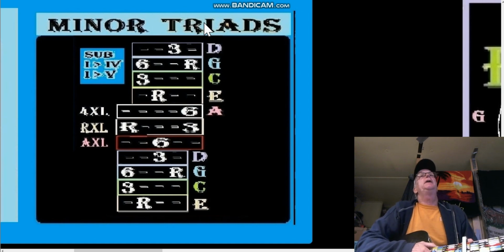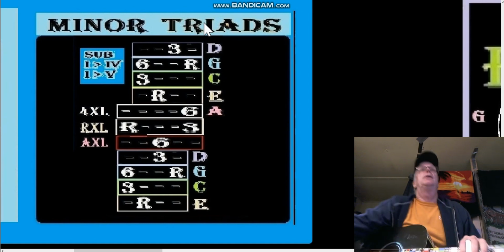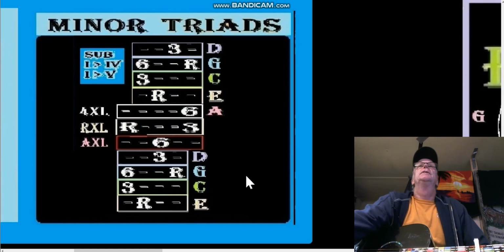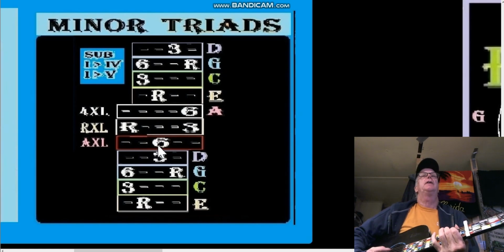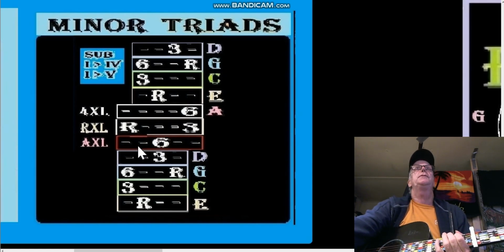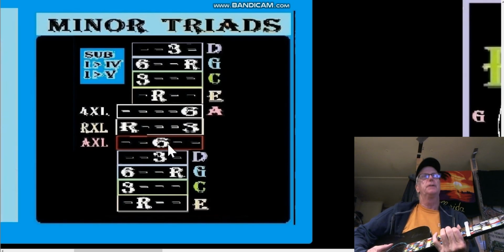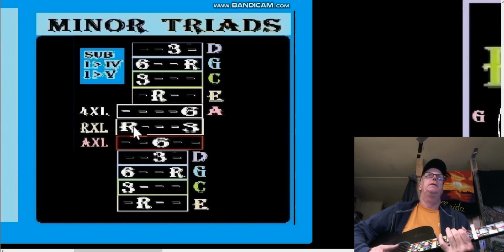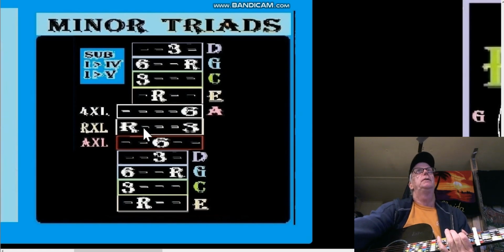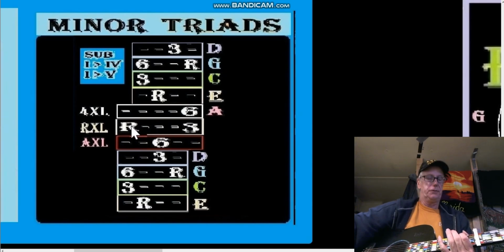So with the minor triads now, I guess we could use the long patterns. If we're in the A shape, now we're only going to play the 6 of that long A shape. Remember, what is the long A shape here? It's 5, 6, 7. So we're just going to play the 6, and then we're going to go to the E root, 2, 3, which is the long string shape.